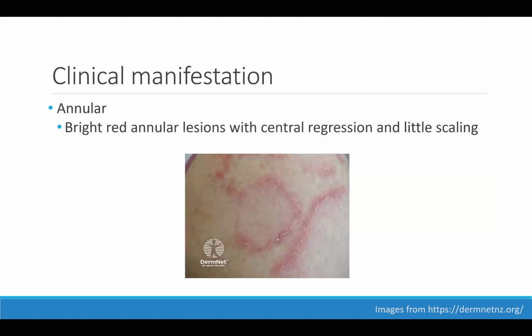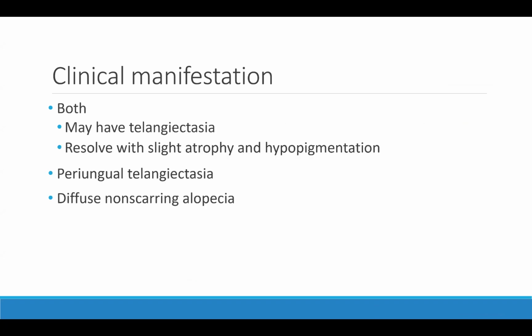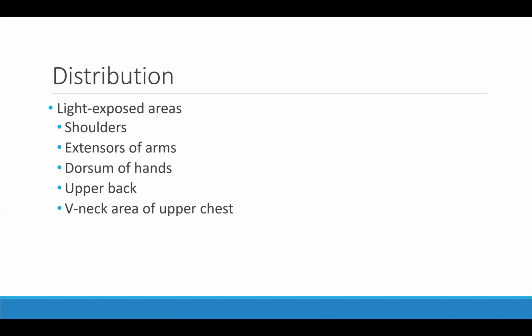Next, you have the annular type, and these are bright red annular lesions with central regression and little scaling. In both types, you may have telangiectasia, and they resolve with slight atrophy and hypopigmentation. Patients may also have periungual telangiectasia and diffuse non-scarring alopecia. Distribution of SCLE is typically over light-exposed areas such as the shoulders, extensors of arms, dorsum of hands, upper back, as well as the V-neck area of the upper chest.